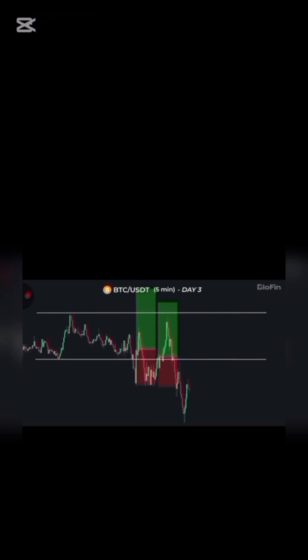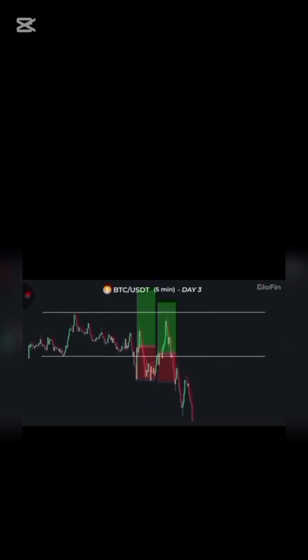After that, price didn't re-enter the range until the end of the day. So that wraps up today's session. Now, let's see the final results. Here you can see all the trades we backtested.